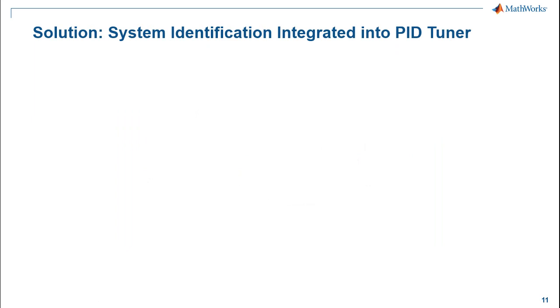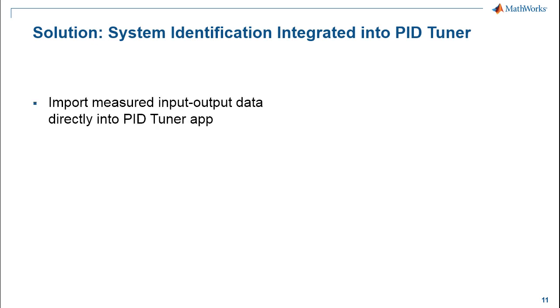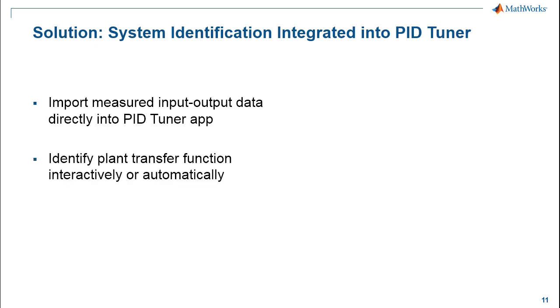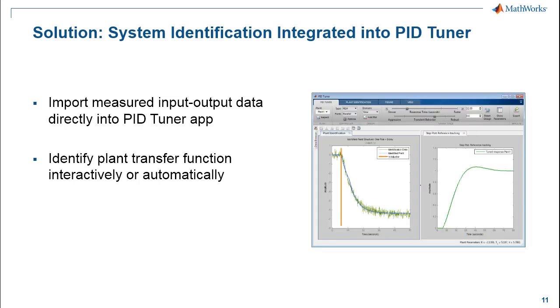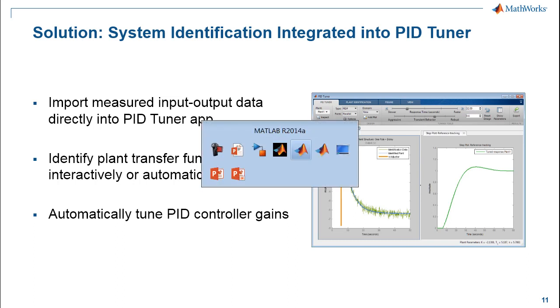In release 2014A, we integrated system identification capabilities right into the PID Tuner. Using those capabilities, you can import measured input-output data directly into the PID Tuner app and use that data to identify the plant transfer function interactively or automatically. I will show you that in a second. And once the plant transfer function is identified, you can use it to automatically tune PID controller gains. So let me switch to MATLAB.